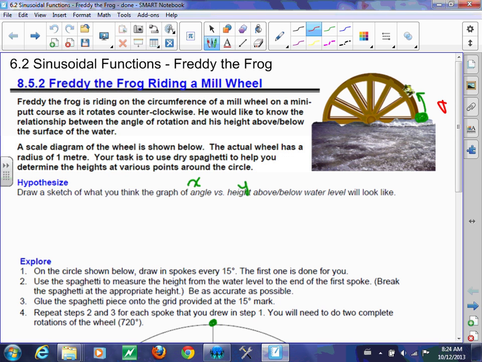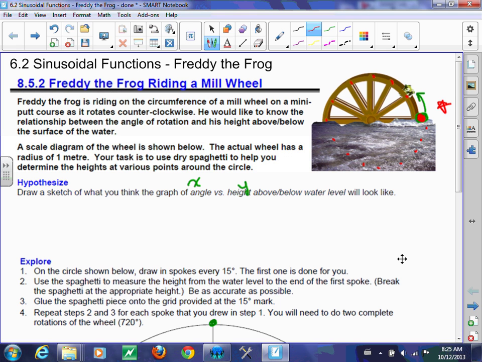So up at this diagram on your handout, Freddy's going to start here, okay? And Freddy's going to travel each different measurement. He's going to go here, and then here, and then here. So Freddy's going to travel on the water wheel. And what's going to happen is he's eventually going to go down below and come back up, okay?